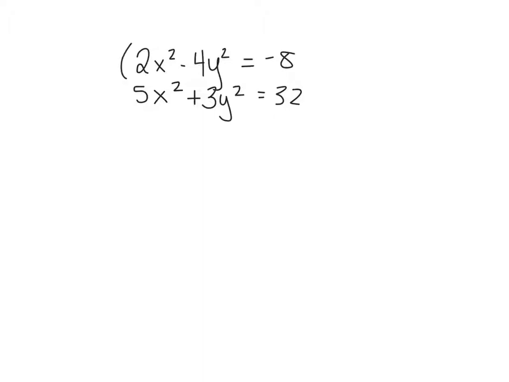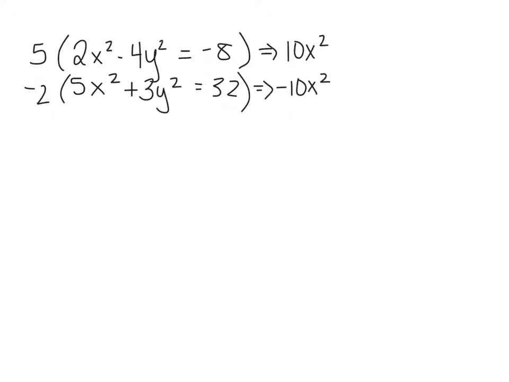If I multiply the 2x squared by a positive 5, I'll get a positive 10x squared. If I multiply the second equation by a negative 2, I'll get a negative 10x squared. So by doing that, I'll get a 10x squared and a negative 10x squared, and when I add those two things together, it will eliminate the x squared variable. So I'm going to choose to multiply the top equation by 5 and the bottom equation by negative 2.